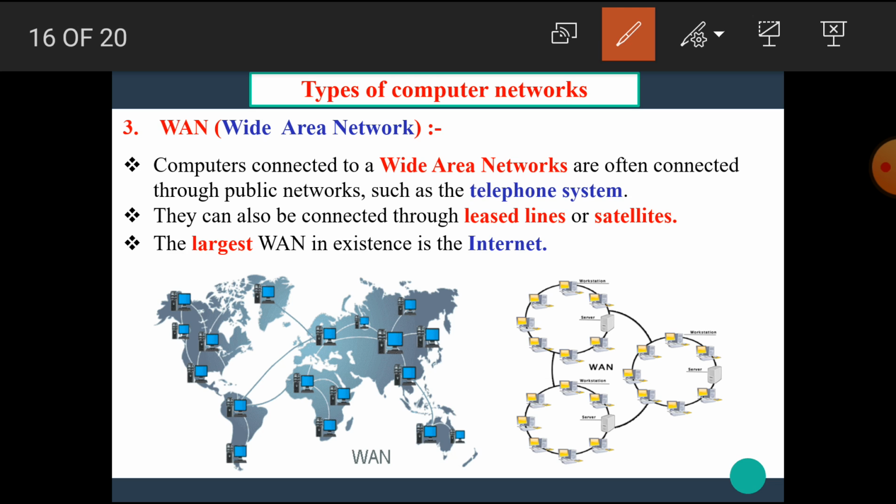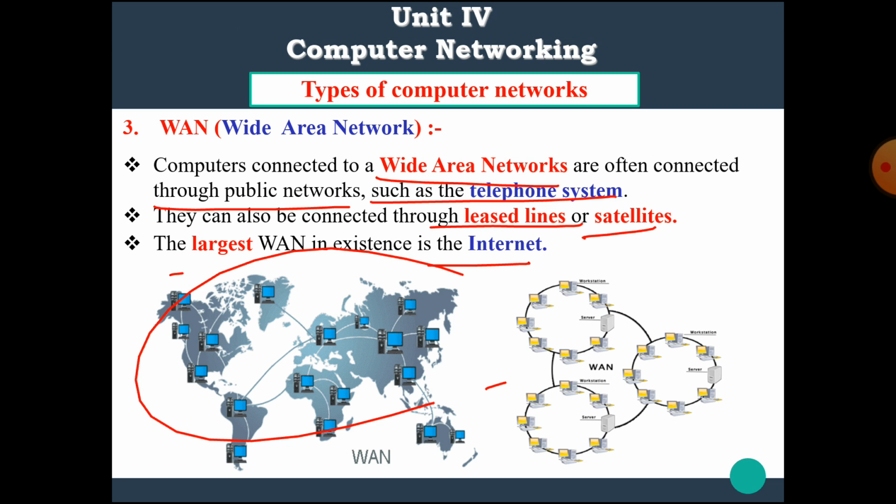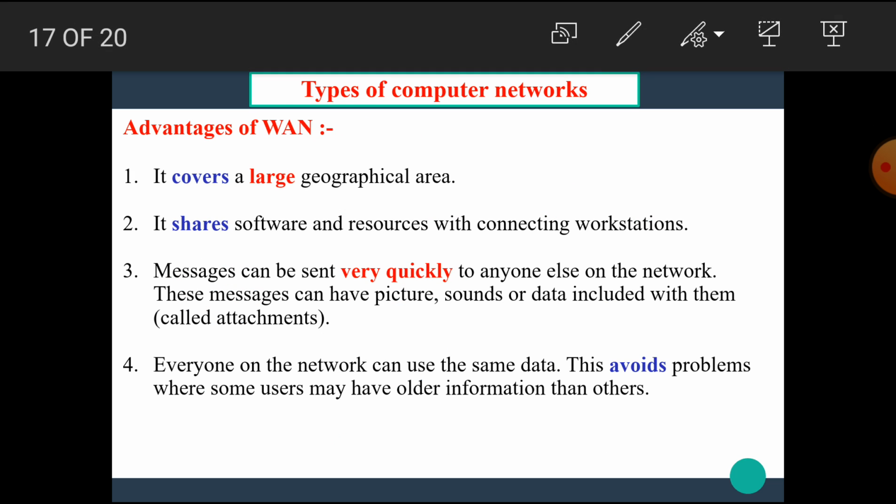The computers connected to a wide area network are often connected through a public network such as the telephone system. They can also be connected through a leased line or satellites. Okay. The largest WAN in existence is the internet. We are all familiar with the internet, and the internet is an example of a WAN.